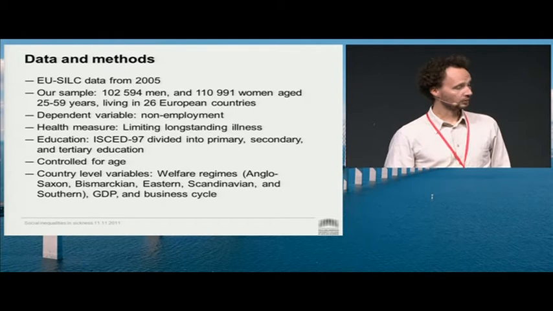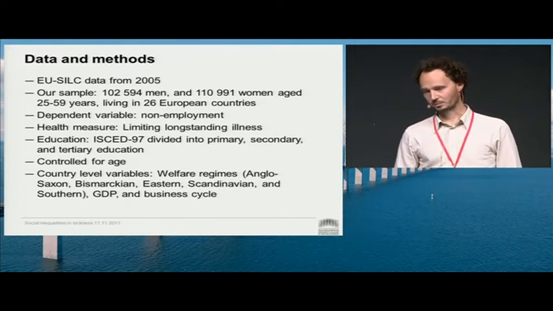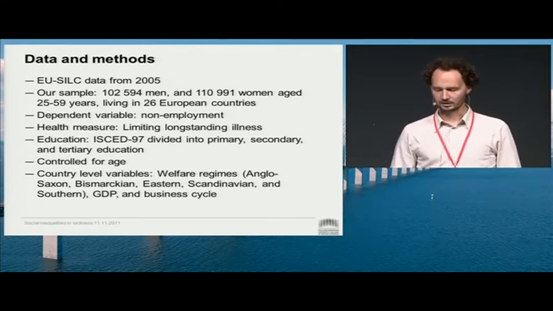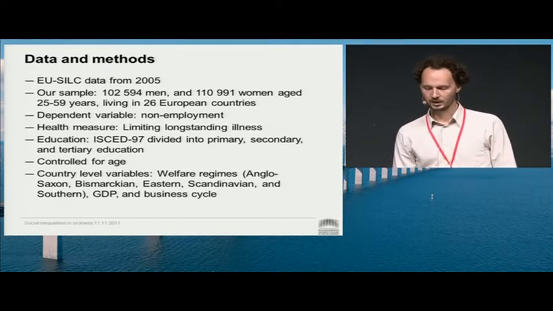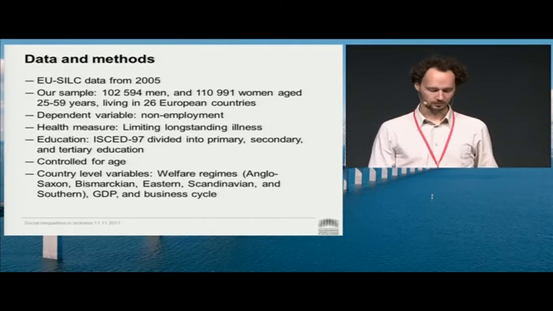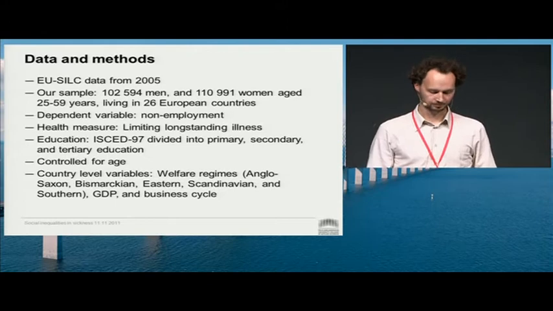And of course, on the country level, we use welfare regimes, and we identified in the literature 5 different regimes, although it may be disputable. Some of them are the Anglo-Saxon and the Bismarckian, the Eastern, the Scandinavian, and the Southern. And also we included country-level indicators of GDP and a measure of business cycle, so to properly account for labor market and economic conditions in each country.